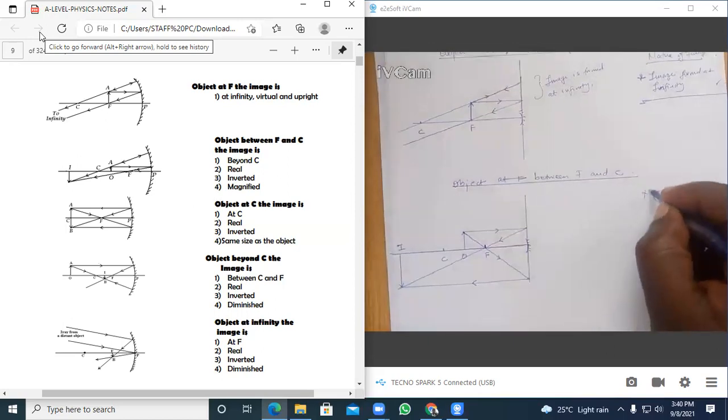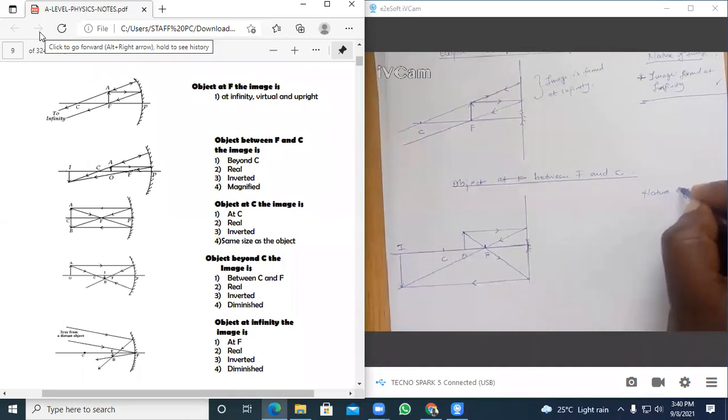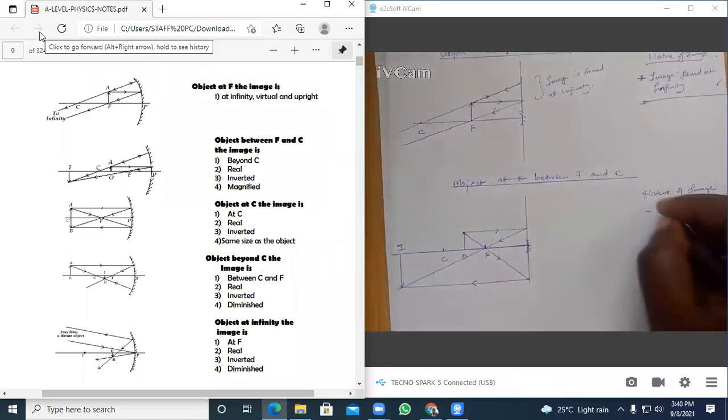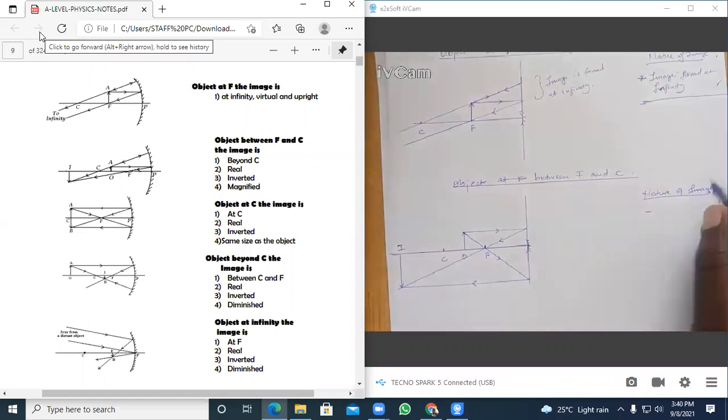So we write the nature of image. One, it is magnified. Two, it's real. Thank you for copying.